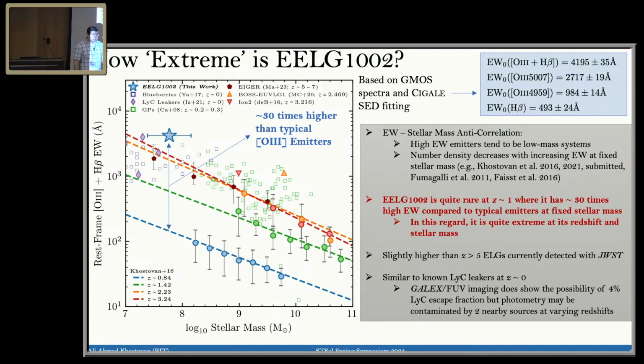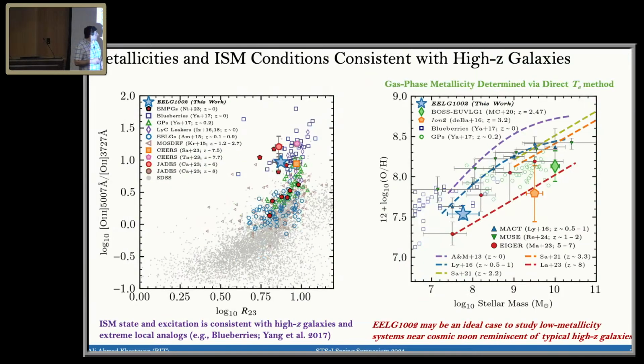And not only is it an outlier, it's actually quite comparable to even redshift greater than 6 measurements, emitters that are being found with EIGER and other JWST programs, and is also comparable to known Lyman continuum leakers at redshift 0, and even blueberry galaxies, which are really low mass bursty star-forming galaxies in the local universe. And just as an aside, this is at about 4,200 angstroms in rest frame [O III] H beta equivalent width.